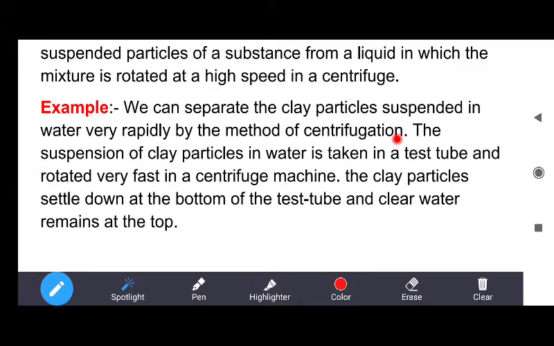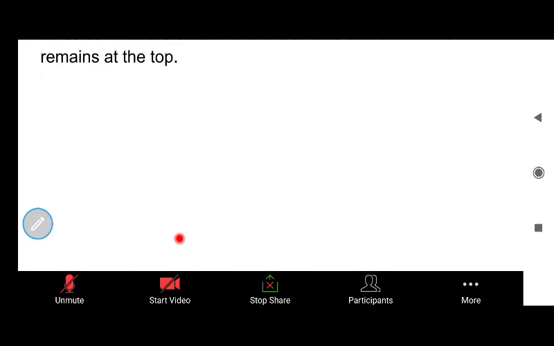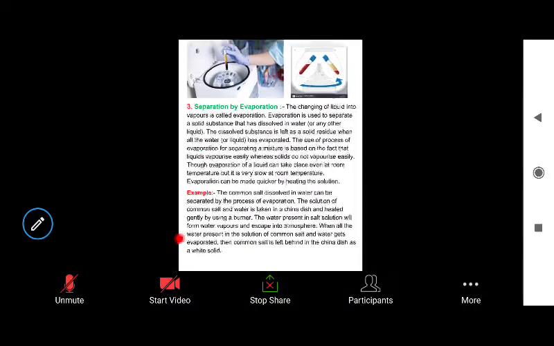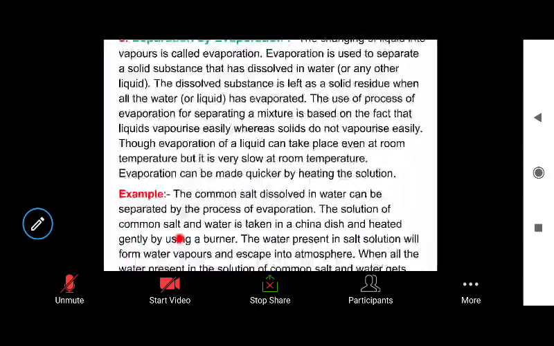In centrifugation, the suspension of clay particles in water is taken in a test tube and rotated very fast in a centrifuge machine. The clay particles settle down at the bottom of the test tube and clear water remains at the top. This method is called centrifugation. I will show you the diagrams also.